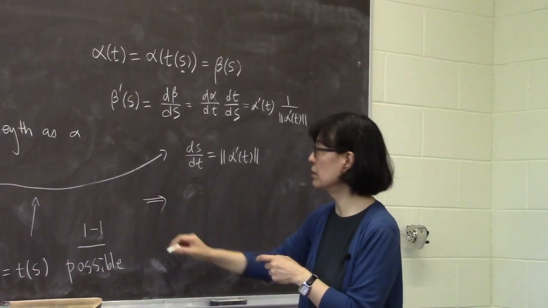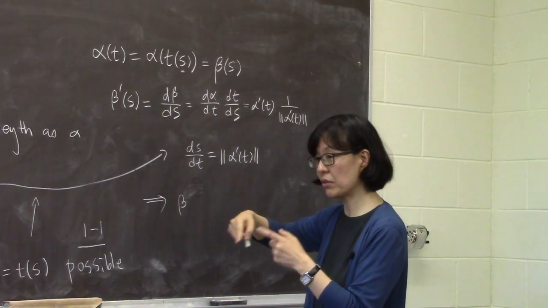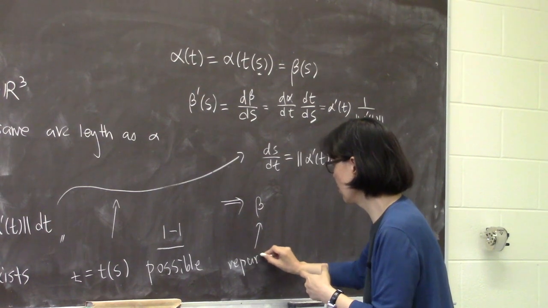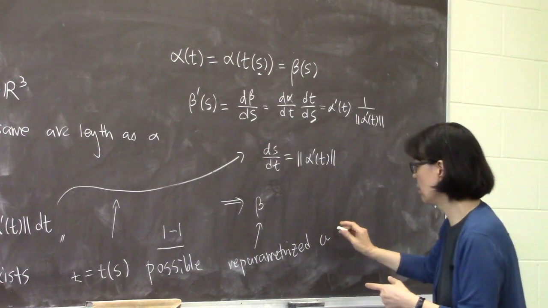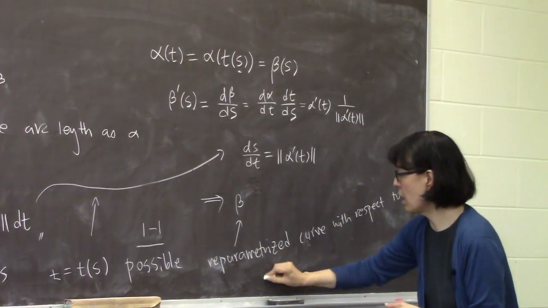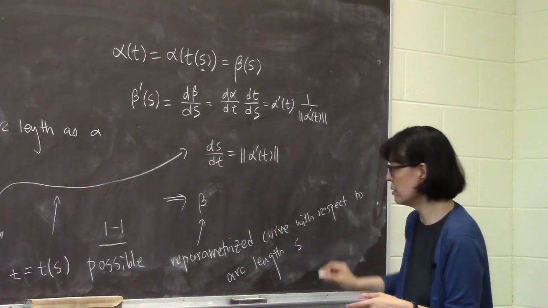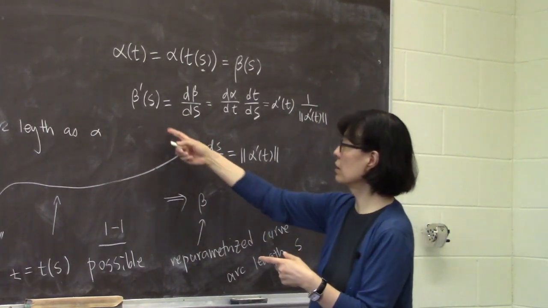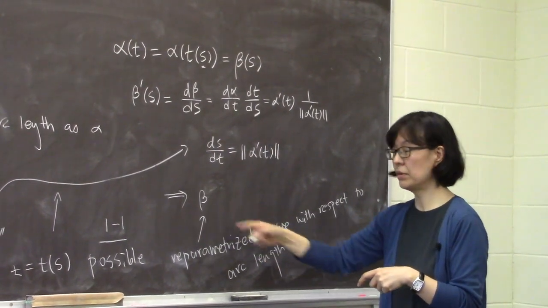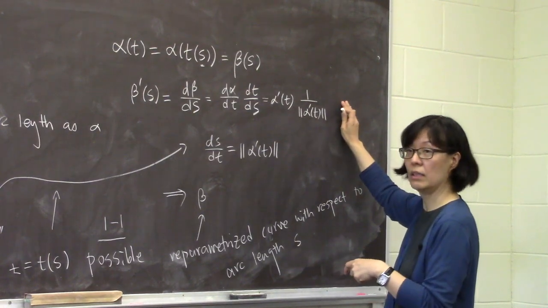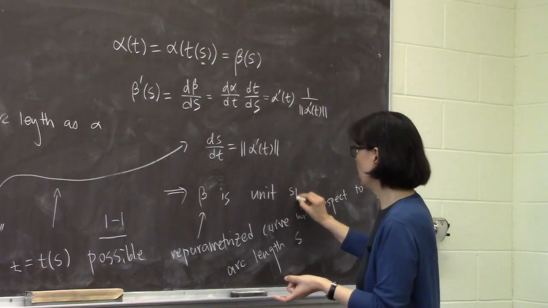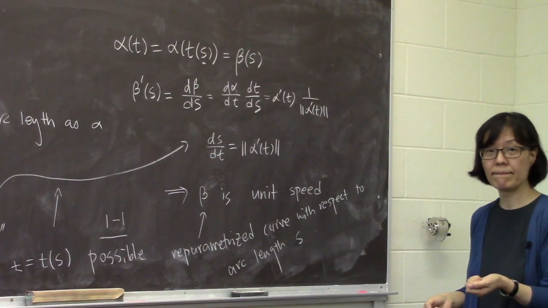So what do we know? We see beta, our curve reparameterized with respect to arc length s. The magnitude of the derivative of that newly developed curve is a unit tangent vector. It is unit speed.